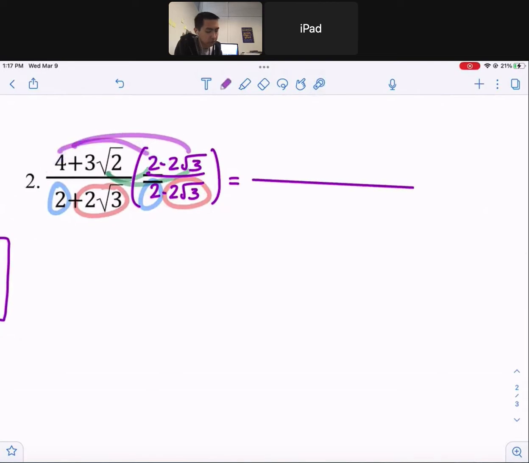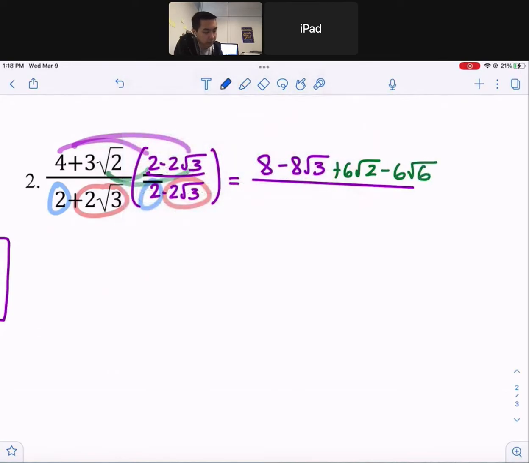4 times 2, you guys, is 8. 4 times negative 2 rad 3 is negative 8 radical 3. 3 rad 2 times 2, you guys, that's 6 square root of 2. And 3 rad 2 times negative 2 rad 2, you guys, well, that's minus sign. This outer 3 times that outer negative 2 is going to be minus 6. And this inner 2 times this inner 3, you guys, is radical 6.